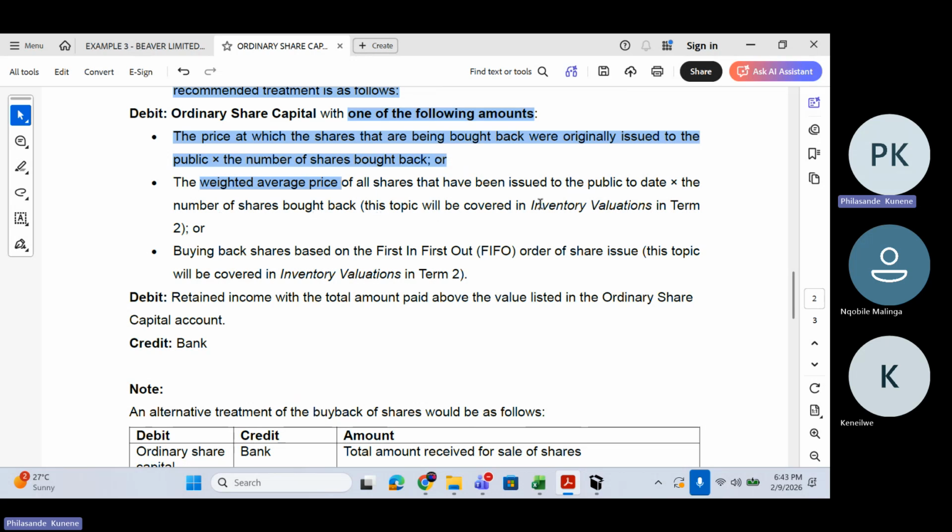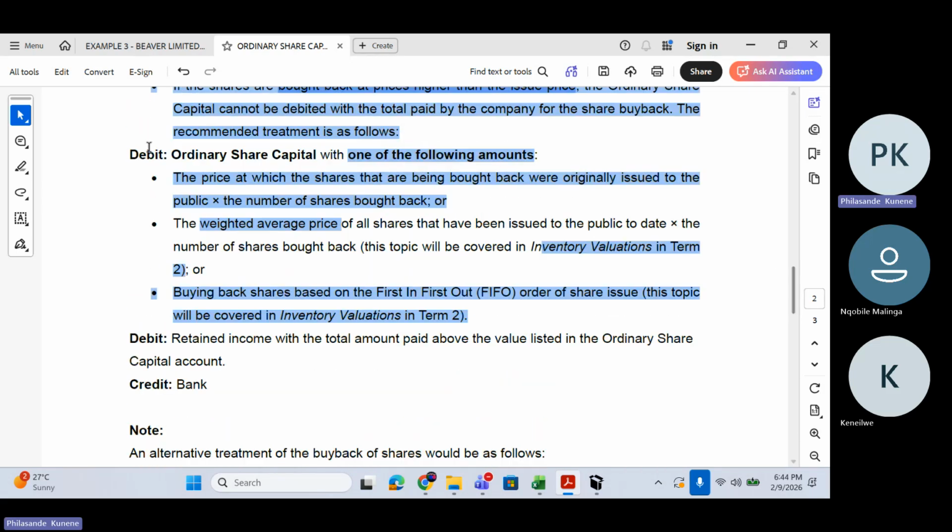This topic will be covered in inventory valuation in term 2. We're going to talk about inventory valuation, weighted average price. We're going to do that more there, but we have to do it here also. Buying back shares based on the first in, first out order of shares: don't even think about it. They don't really do the FIFO method on shares. Usually what you're going to do here is calculate the weighted average price, and that's what we're going to debit.